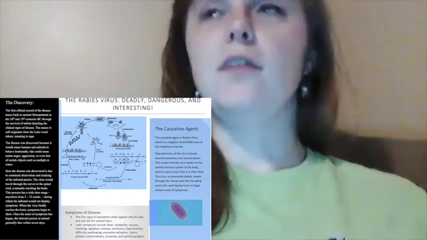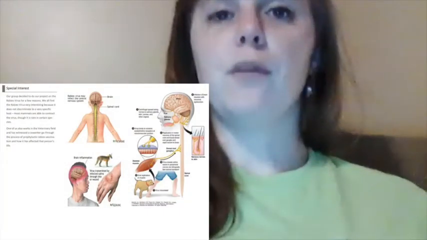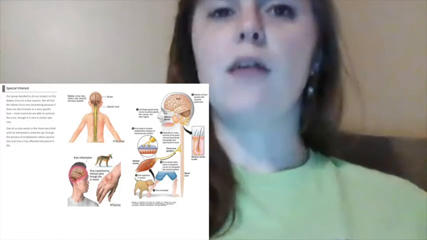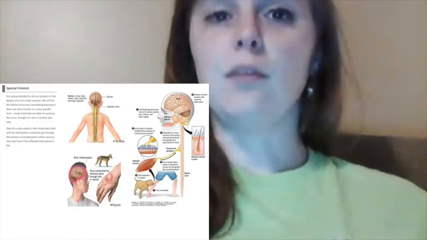How the disease was discovered is that they continued to observe and study the infected patients, whether that be people or animals. The causative agent of rabies virus is a negative strand of RNA from the rhabdovirus family. Characteristics of the virus include neuroinvasiveness as well as neurotropism. That means that the virus actually affects the nervous system. It travels from the site of infection to the spinal cord and then to the brain. Once the virus reaches the brain, that is when symptoms begin to manifest and you notice the clinical signs of rabies.